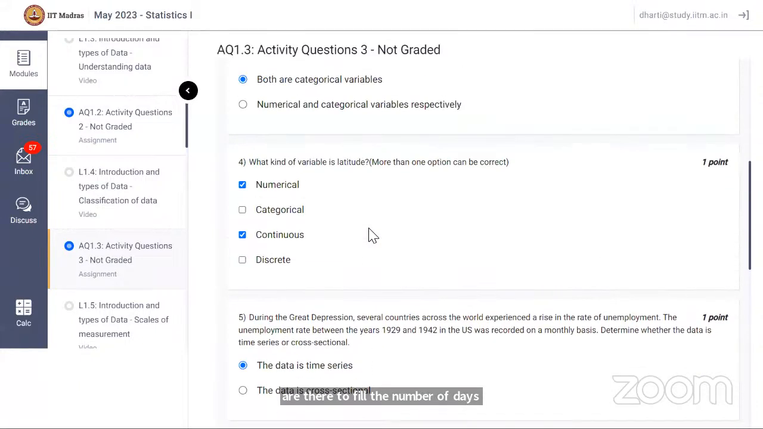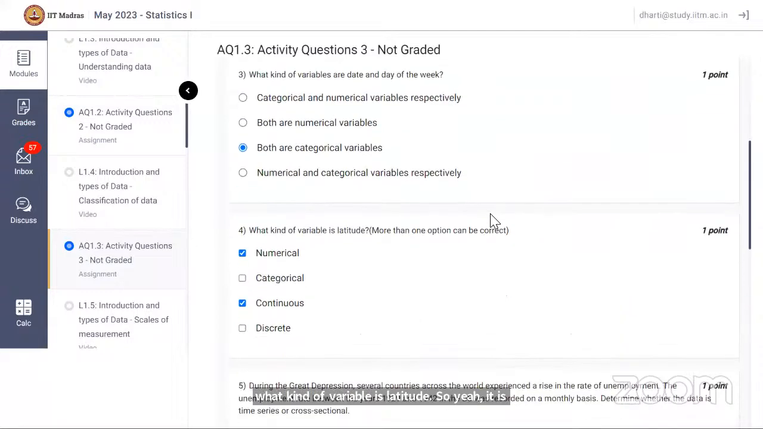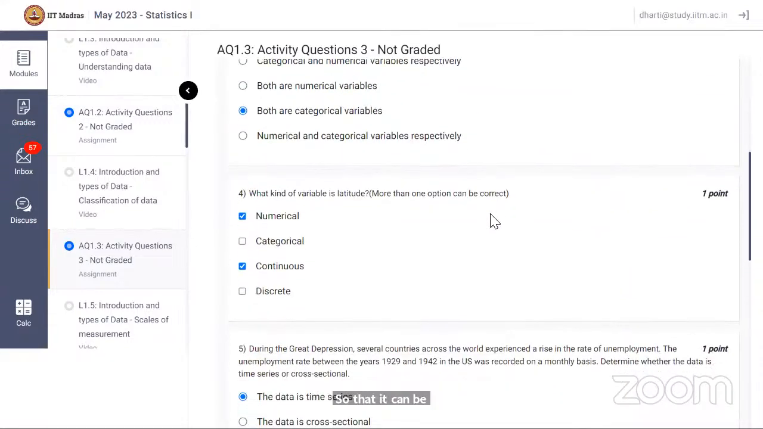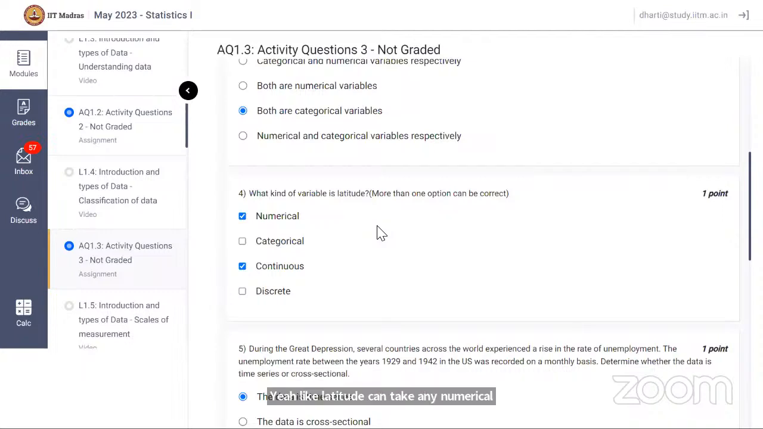Question number 4, someone has asked, what kind of variable is latitude? It is numerical and continuous. Ma'am, why is it continuous? Latitude can take any numerical value, rational and also irrational. That's why it has uncountable options to fill the latitude, right? Okay, like height, which is in fractional form, that's why it's continuous. Okay, understood.